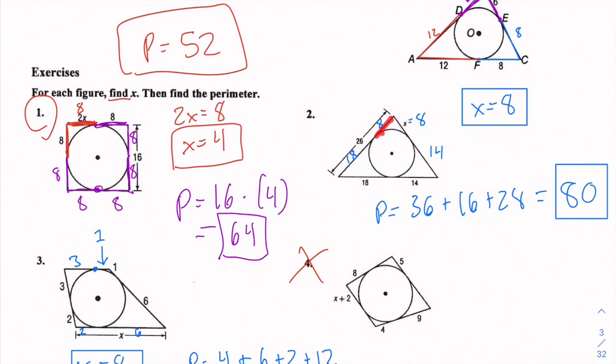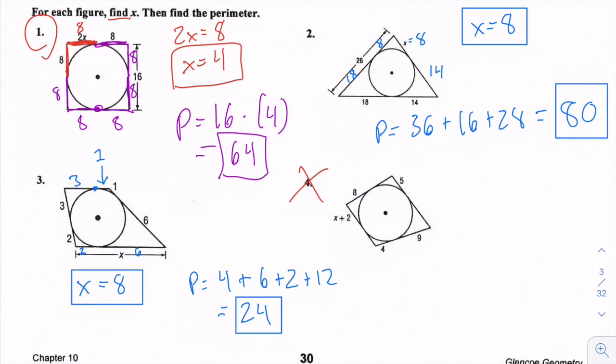Once you know this is 8, over here it has to be 8 because they're tangent from the same point. And then over here, this part right here has to be 14 since this part is 14. Again, it's because they share that exterior point. When you add up the perimeter, I just do it by pair. So 18 plus 18 is 36, 16 plus 28 equals 80 for the perimeter.